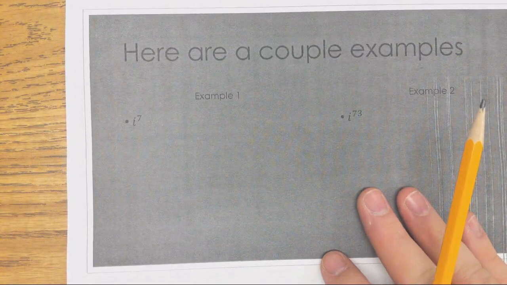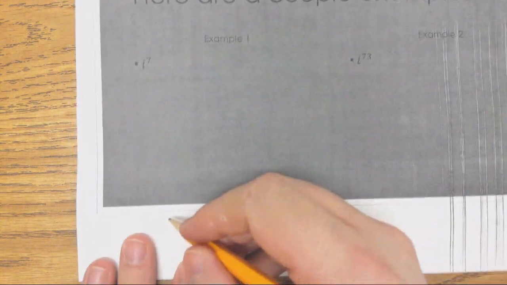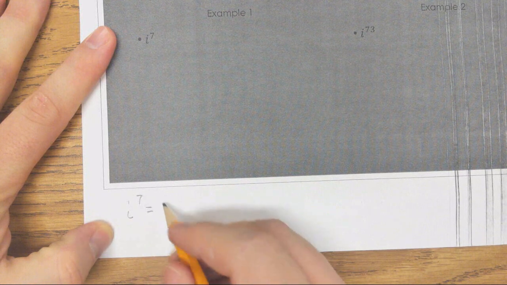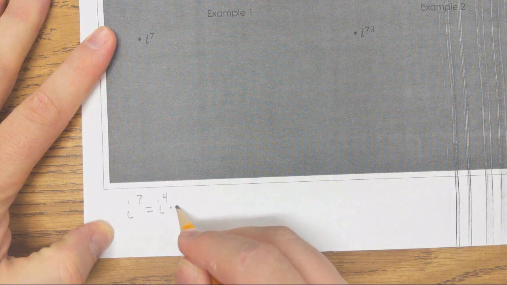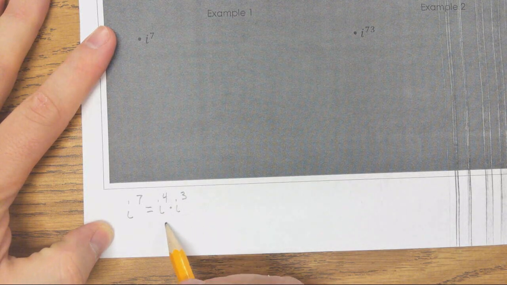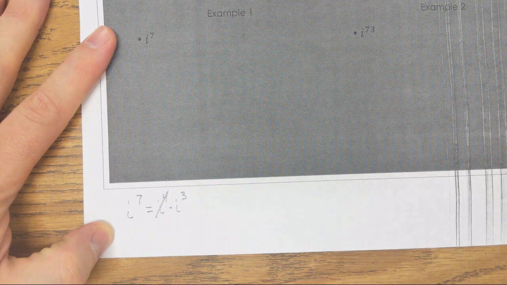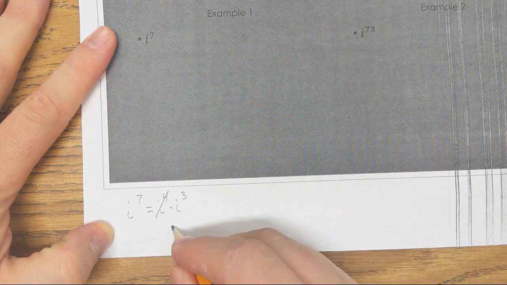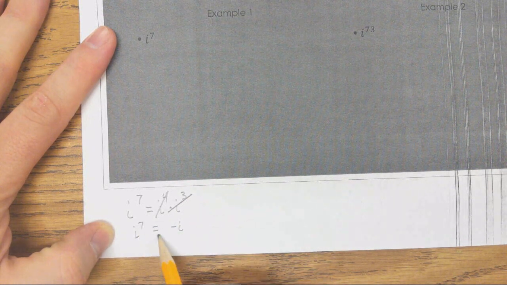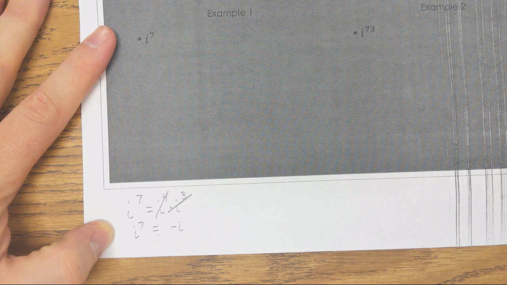Here's a couple examples. I've got i to the 7th. I know i to the 7th, I could break that down as i to the 4th times i to the 3rd. Well, i to the 4th is just 1, so I can essentially ignore that. And what did I say i to the 3rd was? -i. That's my answer. So i to the 7th equals -i. That's it. That's pretty easy, right?